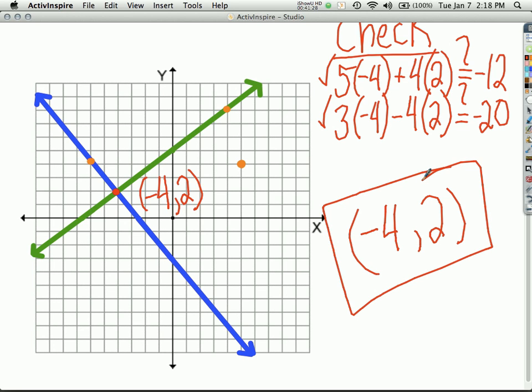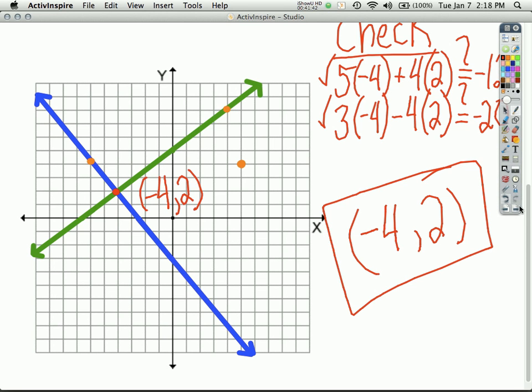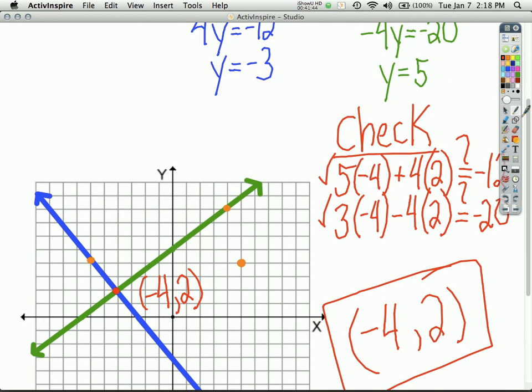Does anyone have any questions on how we did that? How we arrived at that point? Why we were looking for that point? Anything at all? Okay, no questions about anything.